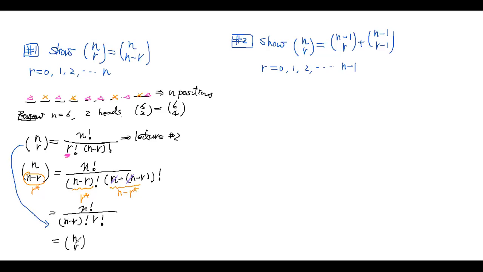Okay, so now let's take a look. How do I prove the next one? Next, I need to prove that n to the r is equal to n minus 1 to the r, plus n minus 1 to the r minus 1. Oh boy. Okay, so how do I do it? Here is what we're going to use, what we learned for the binomial expansions, right?